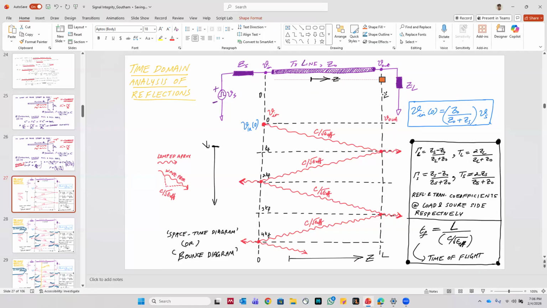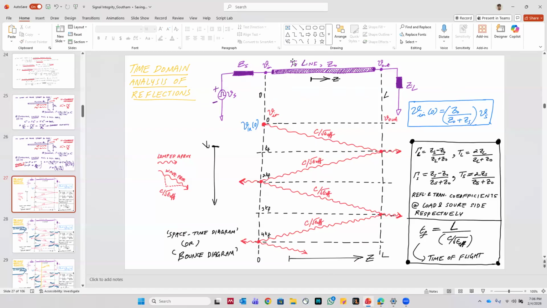But the moment it hits this terminal here, because the impedances are mismatched, some of it is going to be reflected back, some of it is going to be transmitted, right? So the part of it that is reflected back then has to travel all the way back. And then once it reaches here, again, there's a mismatch in impedance. So some of it is transmitted to the source, some of it is reflected again. So this thing keeps bouncing back and forth like this. And every time it hits the endpoint, some of it gets transmitted, some of it gets reflected, okay?